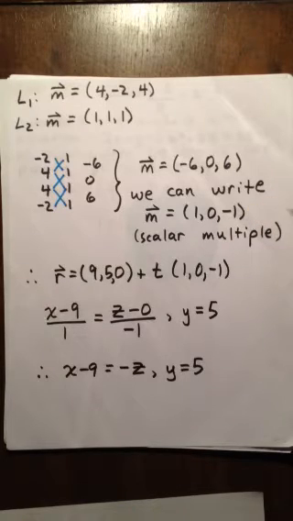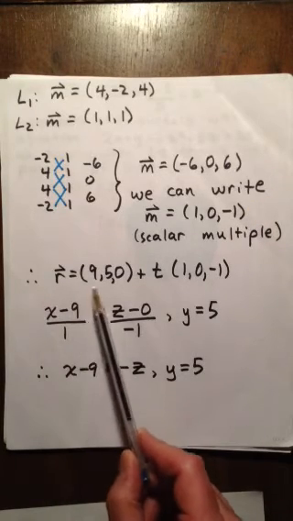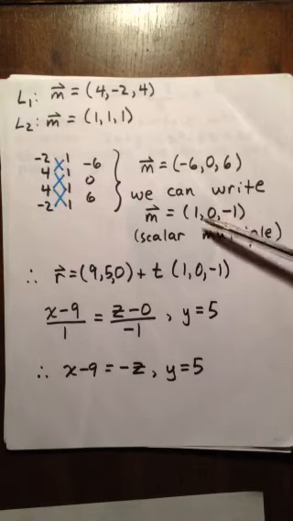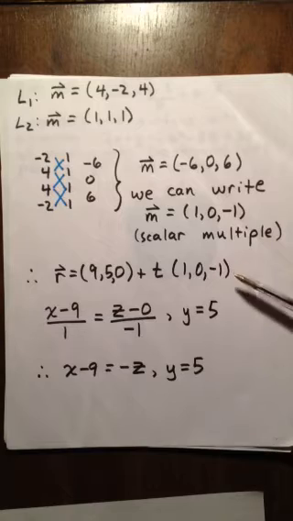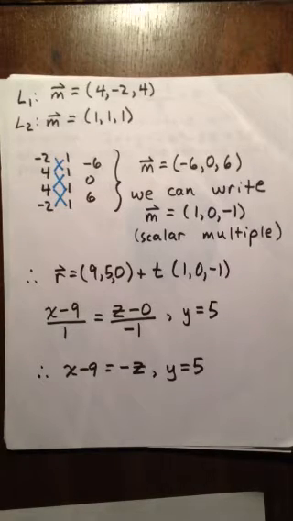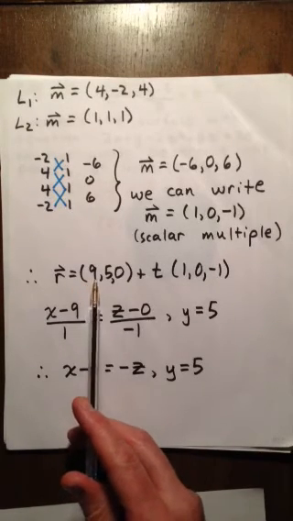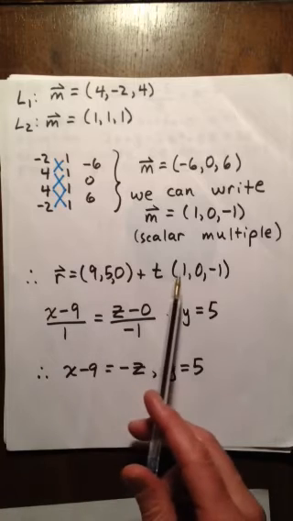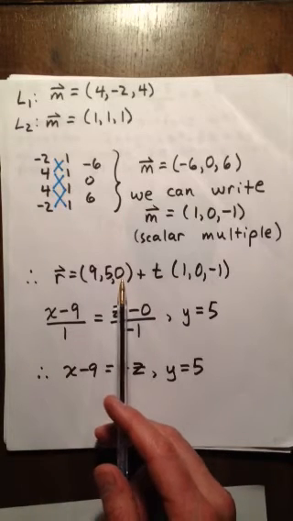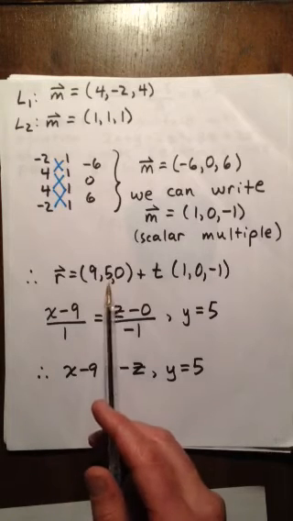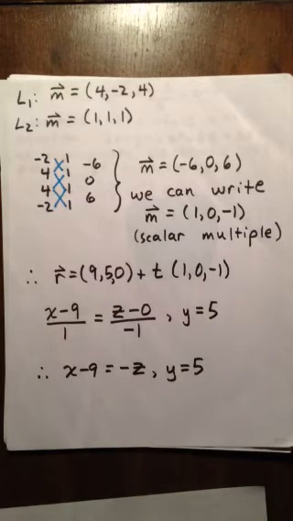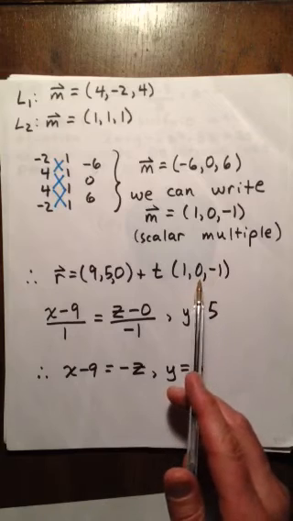So we see, since we're going through the point (9, 5, 0) and we have a direction vector of (1, 0, -1), this is the vector equation of the line in question. And so we can say that (x - 9)/1 is equal to (z - 0)/-1. And you might be wondering, well, what about the y component there? But we have a direction vector component of 0.